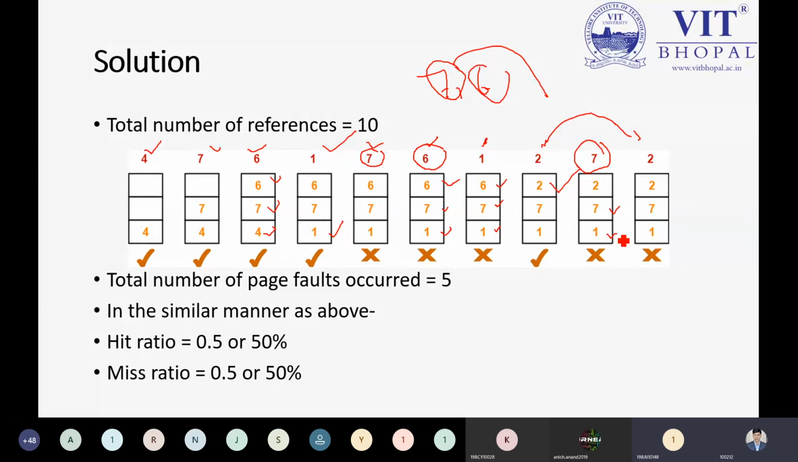Okay, 1 is already here. 7 will come over, but a page fault is occurring over here. 2 is here, and 2 is already here, so a page fault is occurring. So this is the sequence 1, 7, 2.